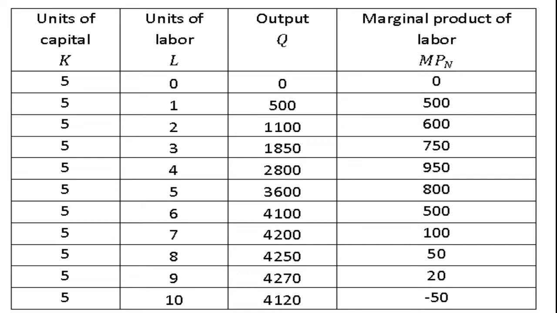At the third one, the change in quantity equals 1100 minus 500 over 2 minus 1. So marginal product of labor equals 600. At the fourth one, marginal product of labor equals the change in quantity, which is 1850 minus 1100, equals 750.